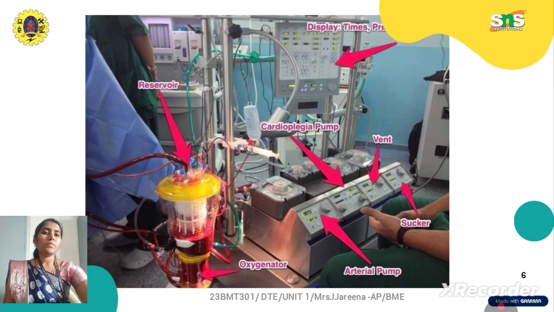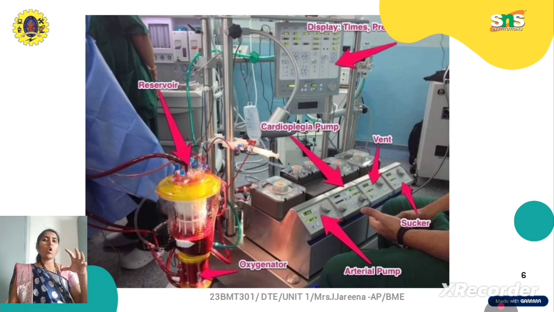Yes, so this is the heart-lung machine. This is how the machine looks. You can see this sort of machine in a hospital setup. So we have four chambers, right? I mean, we have two setups, and in each setup we have a clear labeling.